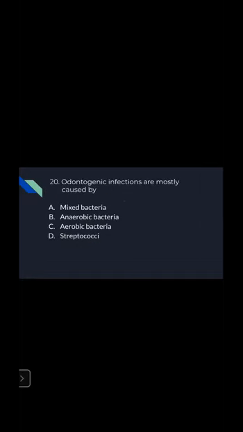Question 20. Odontogenic infections are most often caused by A. Mixed bacteria, B. Anaerobic bacteria, C. Aerobic bacteria, and D. Streptococci bacteria. And the answer is A. Mixed bacteria. Odontogenic infections are mostly caused by mixed bacteria, almost 60%. Anaerobic bacteria cause 35% of the infections. Aerobic bacteria cause 5% of the infections. Among the aerobic bacteria, streptococci cause 90% of the infections.